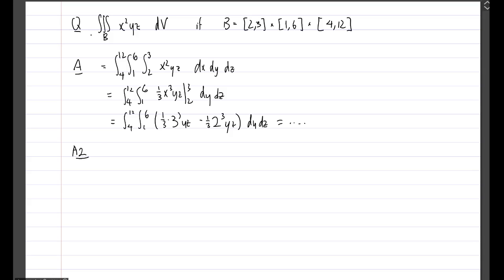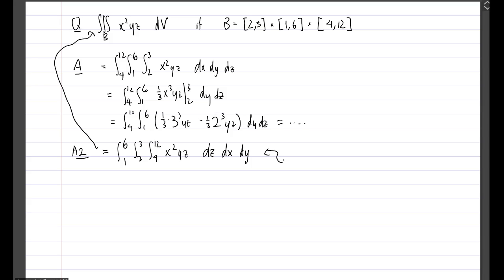A second way to set this up, going back to here, we could say that this is equal to the integral of x squared yz, and we can switch up the order. Have dz, dx, dy. But if dz is the innermost, then we should have 4 to 12 here. And dx is the middle, so then the middle integral sign should have 2 to 3. Those are the x values. Dy is on the outside, so the outer integral, 1 to 6. I hope that seems to make sense, right? So we won't actually even get started for this one.